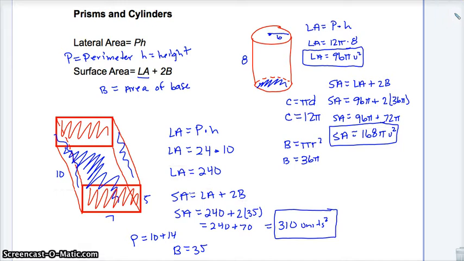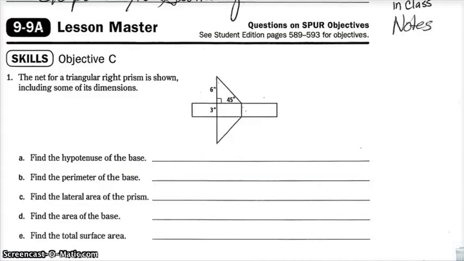All right, let's look at an example in your packet. Please turn your packet to 99A. On this page, you should see the net for a triangular prism. We are going to use the net and the information given to find both the lateral area and the surface area.